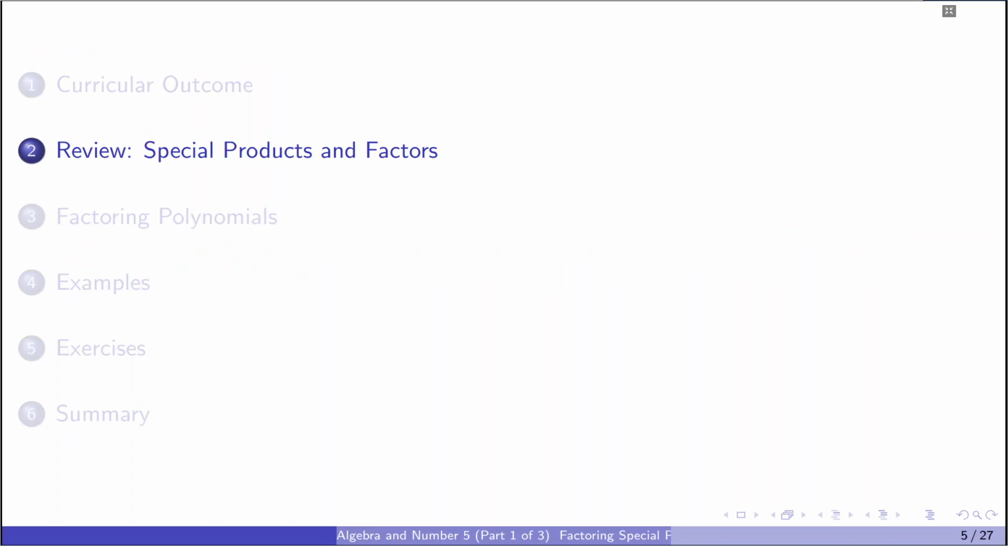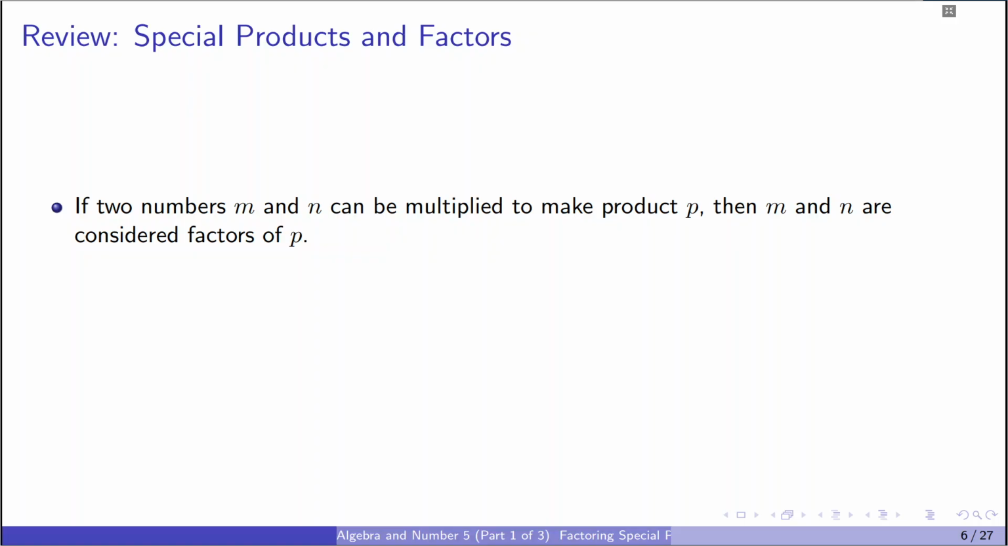So, special products and factors. Now, we know if two numbers m and n can be multiplied to make product p, then m and n are considered factors of p. We know this just from numbers. We also saw two special products in our previous lesson. If we take a plus b and square it, we get a squared plus 2ab plus b squared. And we have difference of perfect squares: a plus b times a minus b is a squared minus b squared.